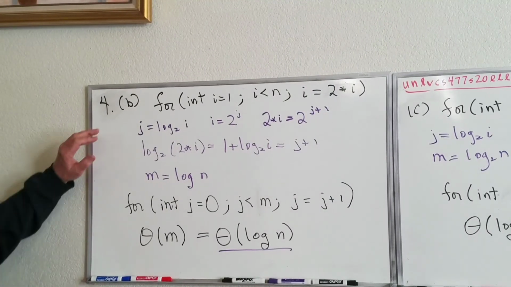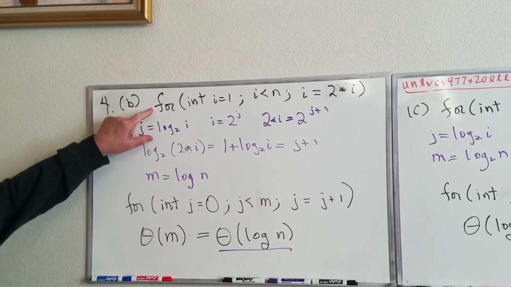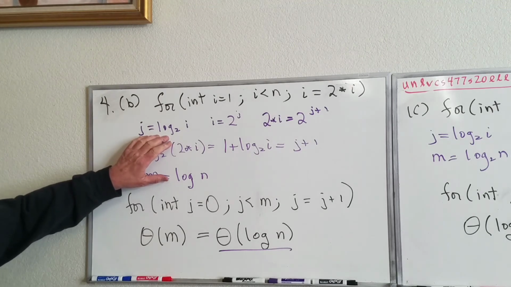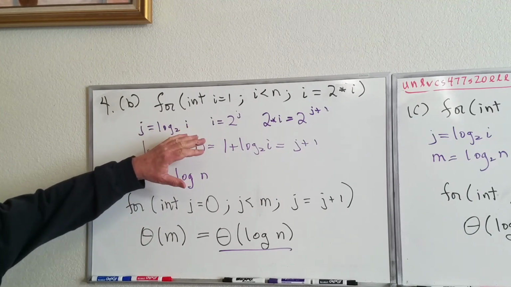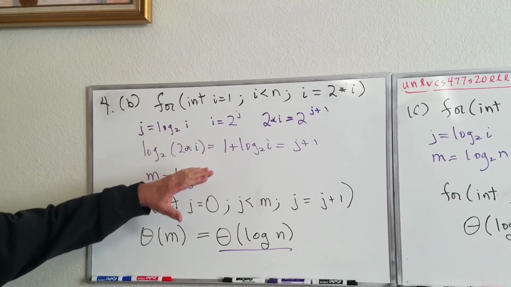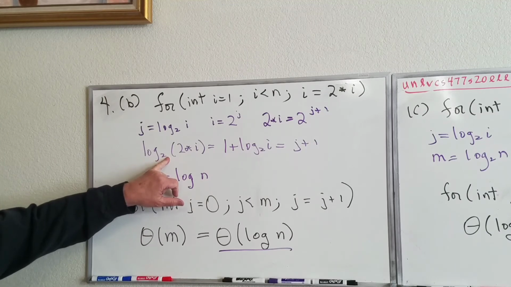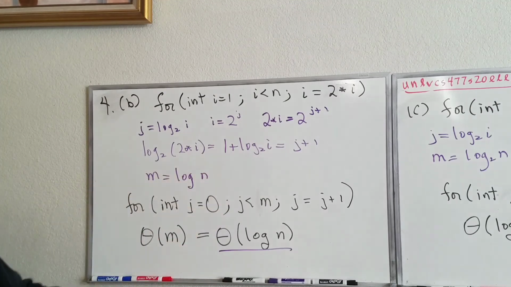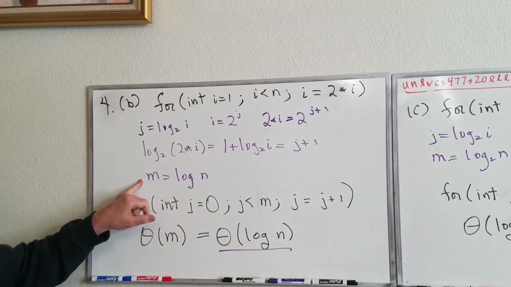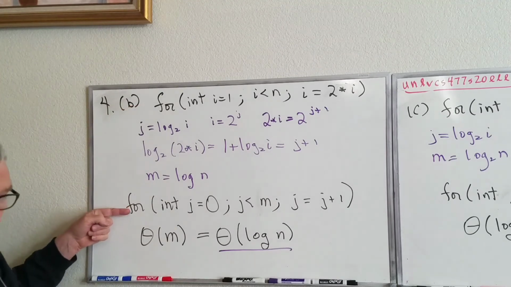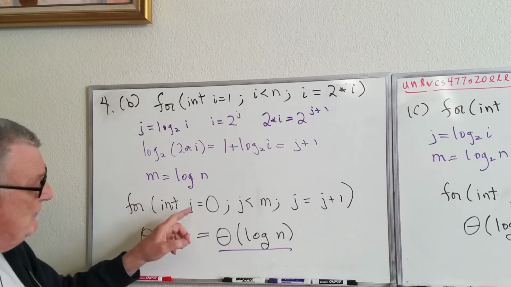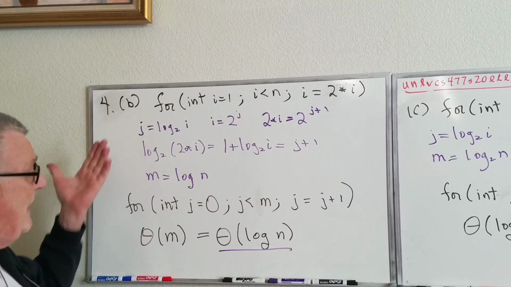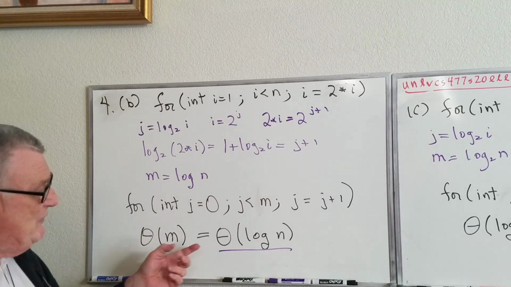All right, now b, we're going to double the index after each iteration. So we let j equal log i, which means i is 2 to the j, and 2i is 2 to the j plus 1. Another way to look at it is the base 2 logarithm of 2i is 1 plus the base 2 logarithm of i, which is simply j plus 1. And we let m equal log n. And we now change the initial loop to j goes from 0 up to m, incrementing by 1 each time. Well, from problem A, we know the answer is theta of m, which means it's theta of log n.